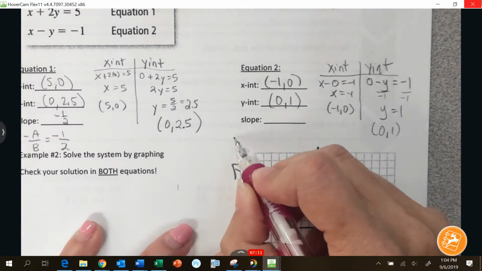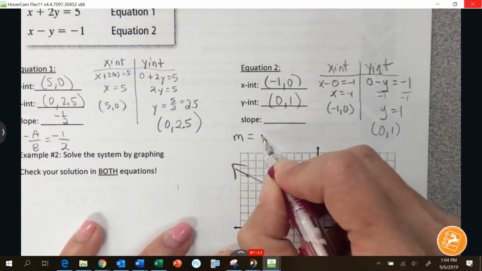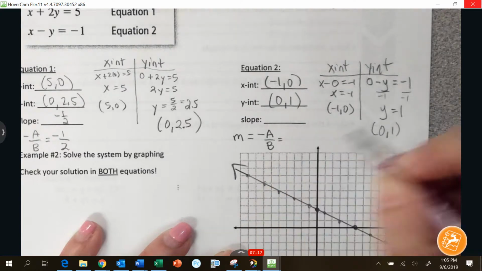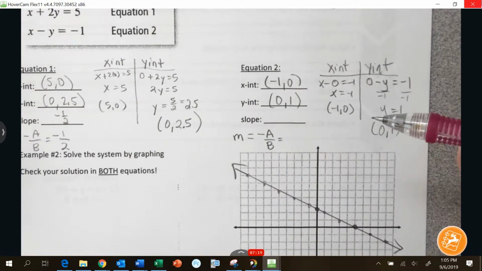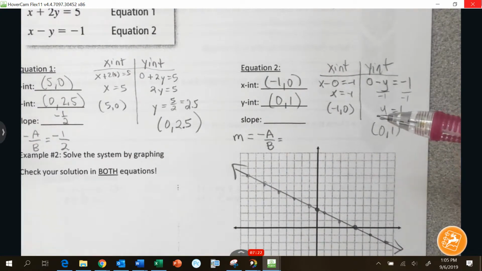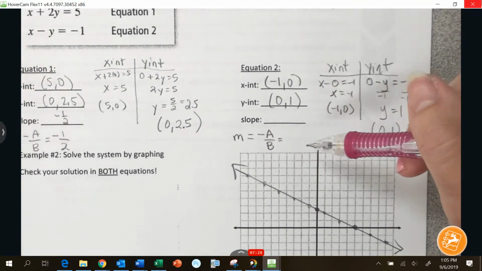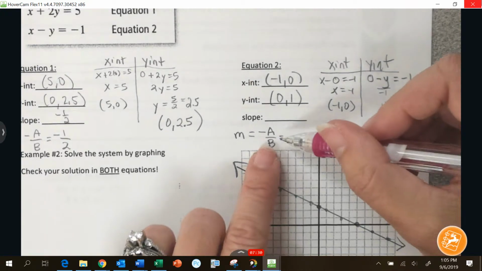How do we find the slope? Do you need the negative a over b? If you don't have negative a over b memorized yet, because you've only seen it once, may I suggest that you write the formula, then plug in the numbers, so you just keep remembering it. So negative a over b.